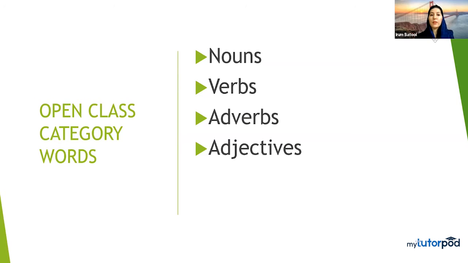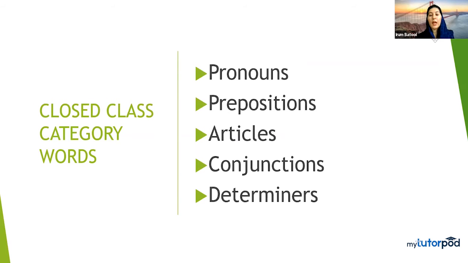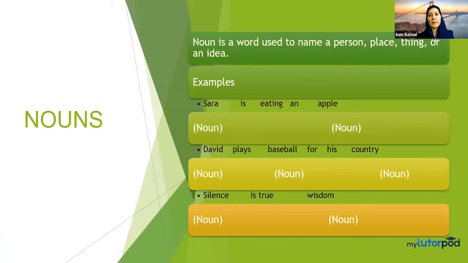The words which belong to the open class categories are nouns, verbs, adverbs, and adjectives. And the words which belong to the closed class category of words are pronouns, prepositions, articles, conjunctions, and determiners.